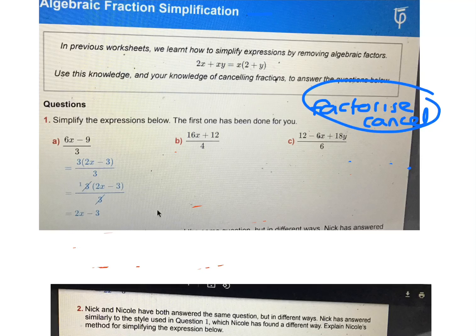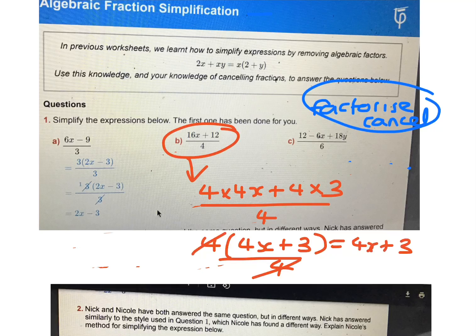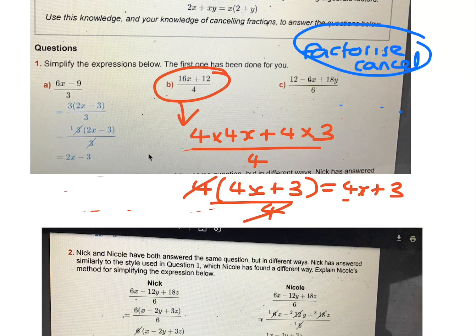So the first thing that we do here, say you have this one. What goes into 16 and 4, the highest common factor? Well, that would be 4. So 4 times 4x is 16, and 4 times 3 over 4. You take out the common factor, so 4 times 4x plus 4 times 3 over 4. The 4s will cancel, and you get 4x plus 3. It's actually over 1, because 4 goes into 4 once, but you don't need the 1 on the bottom.